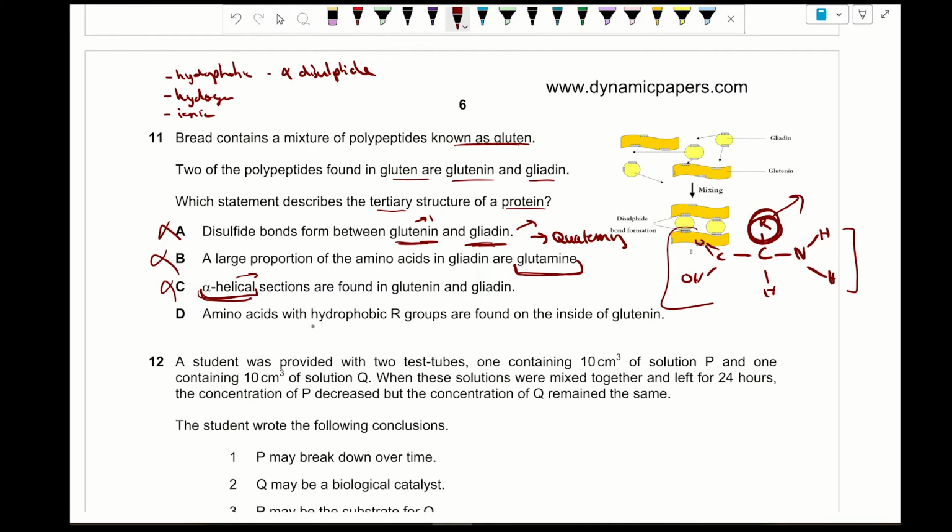For D, amino acids with the hydrophobic R groups are found in the inside of glutenin. So when we talk about hydrophobic R groups, we're talking about the R groups and these bonds, which are the tertiary structure. Therefore, D is the correct answer.